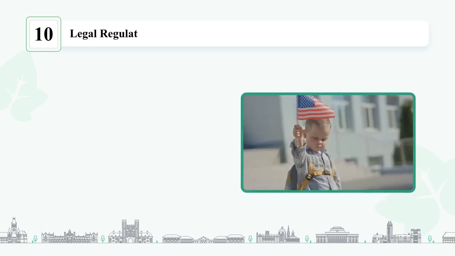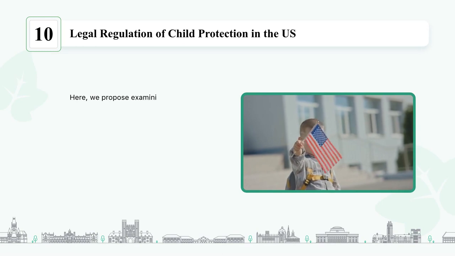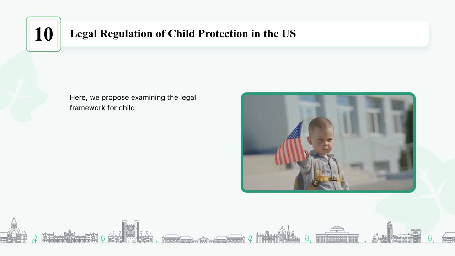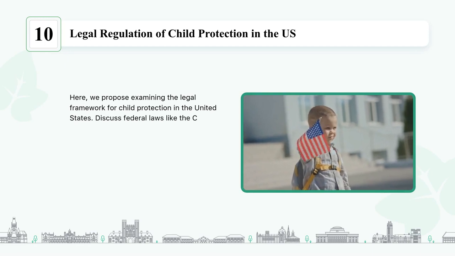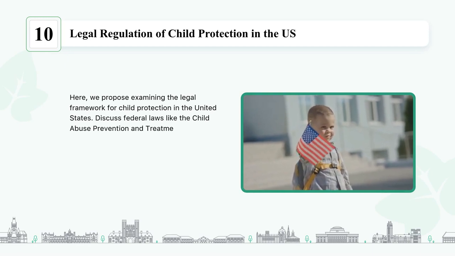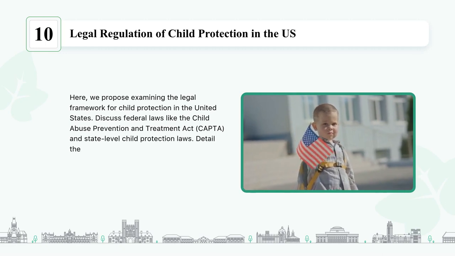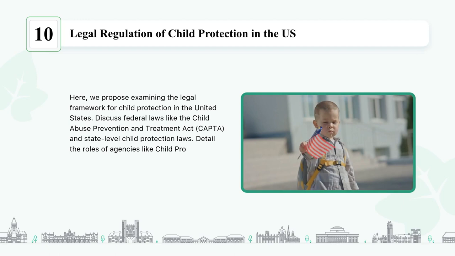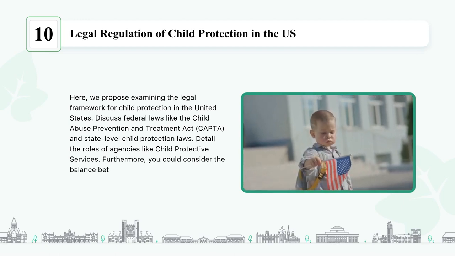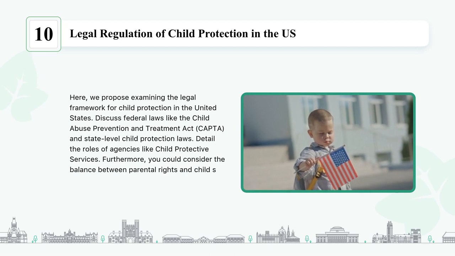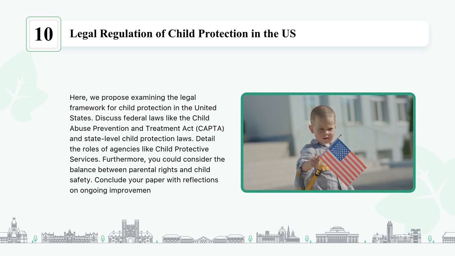Legal regulation of child protection in the U.S. Here, we propose examining the legal framework for child protection in the United States. Discuss federal laws like the Child Abuse Prevention and Treatment Act, CAPTA, and state-level child protection laws. Detail the roles of agencies like Child Protective Services. Furthermore, you could consider the balance between parental rights and child safety. Conclude your paper with reflections on ongoing improvements in the legal framework.